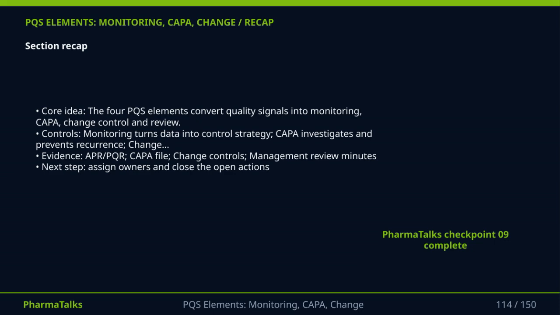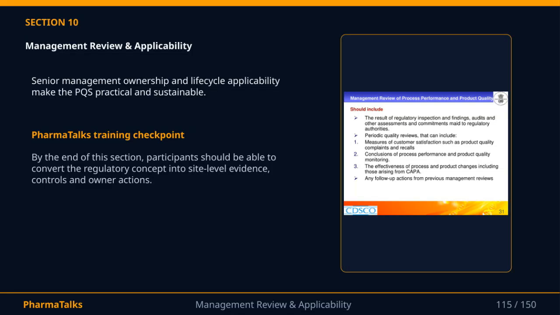This completes our Pharma Talks Checkpoint 09. In this section, we focus on management review and its applicability within the pharmaceutical quality system. A key point here is the vital role of senior management ownership. When leadership takes responsibility and stays engaged, it makes the pharmaceutical quality system both practical and sustainable over time. This isn't just about compliance.